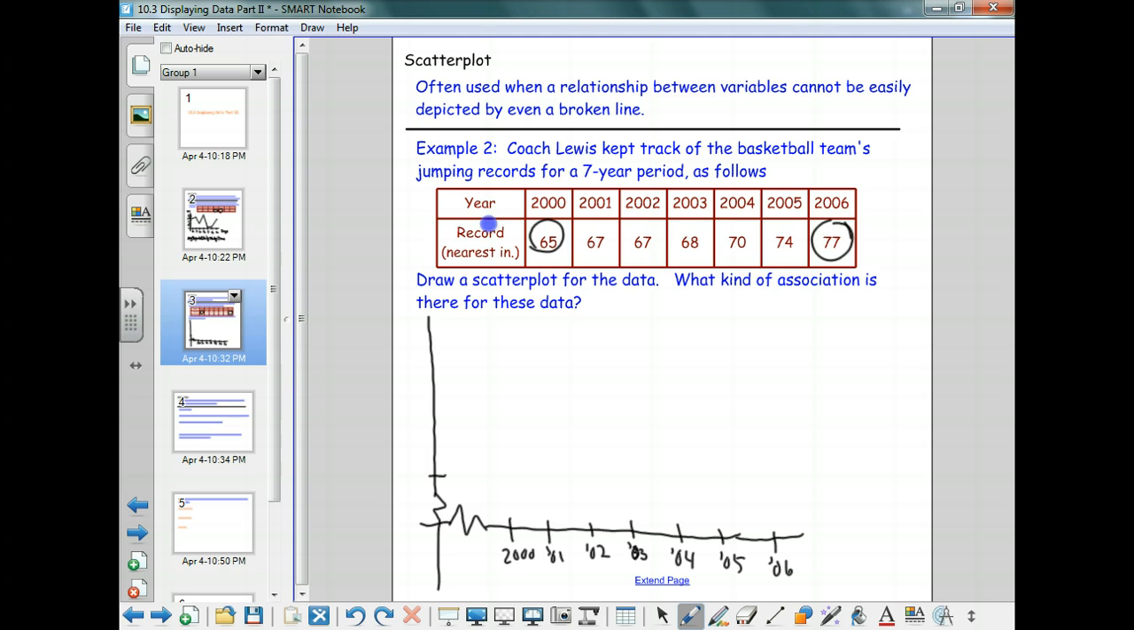So I'm going to include 65 because that's my smallest. And then I'm going to go up from there, and I need to go up to 77. So I'm just going to mark them off in ones, let's say. 66, 67, 68, 69, 70, 1, 2, 3, 4, 5, 6 and 7. Out of space, just barely. Now what?